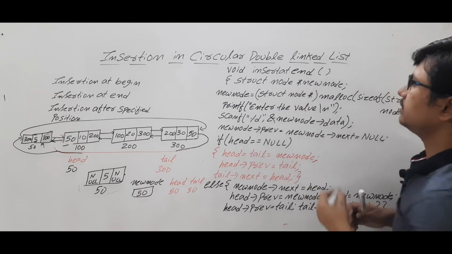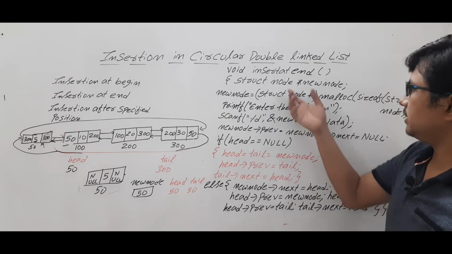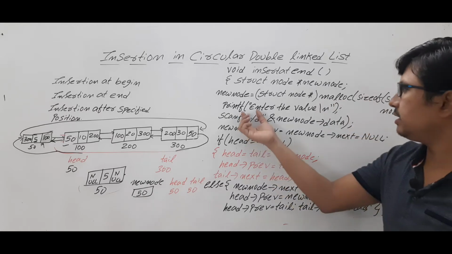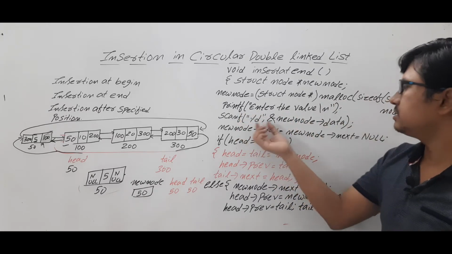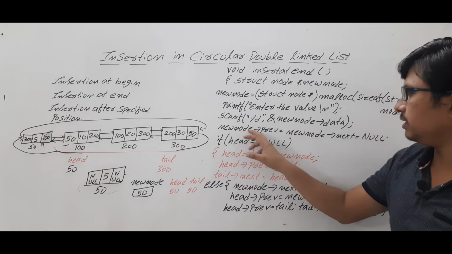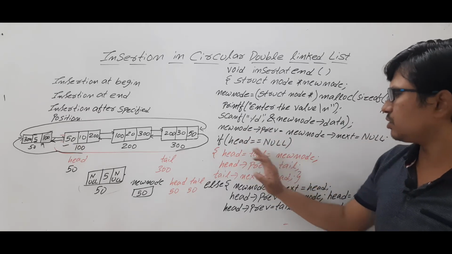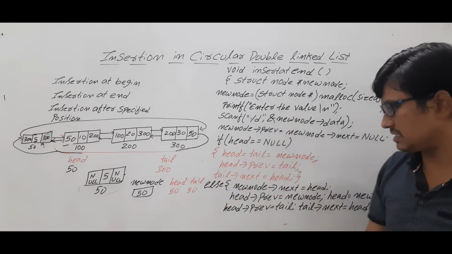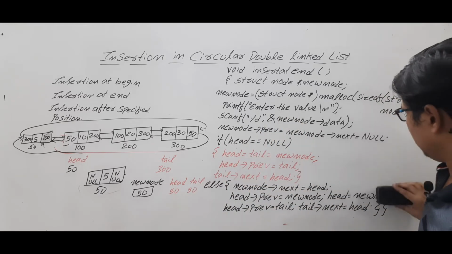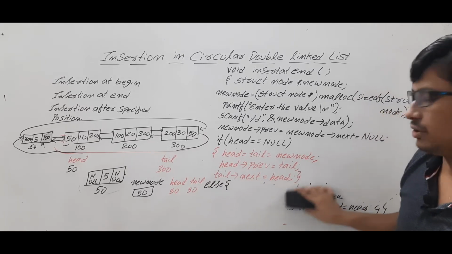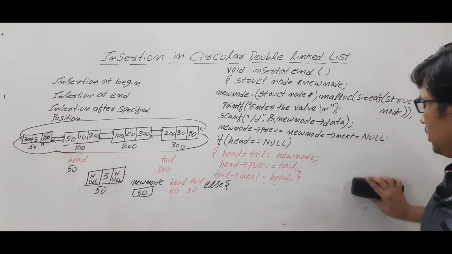Insert at end. Okay, again we have to create a new node. New node is equal to struct node of malloc. All these things will be there. Printf, enter the value. Scanf percentage, this all parts will be there. New node of previous is equal to new node of next is equal to null. If head is equal to null, this part will be same as it is. Else block only will be changing. So that block only I am modifying for you. Okay, is it clear? I hope you are understanding.